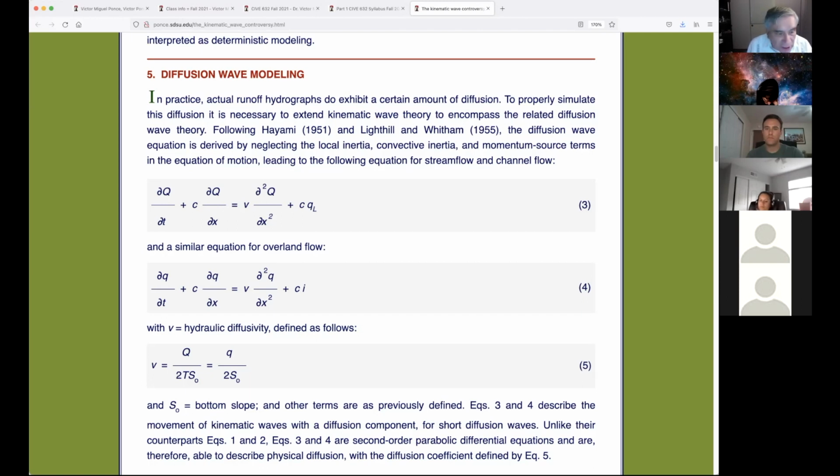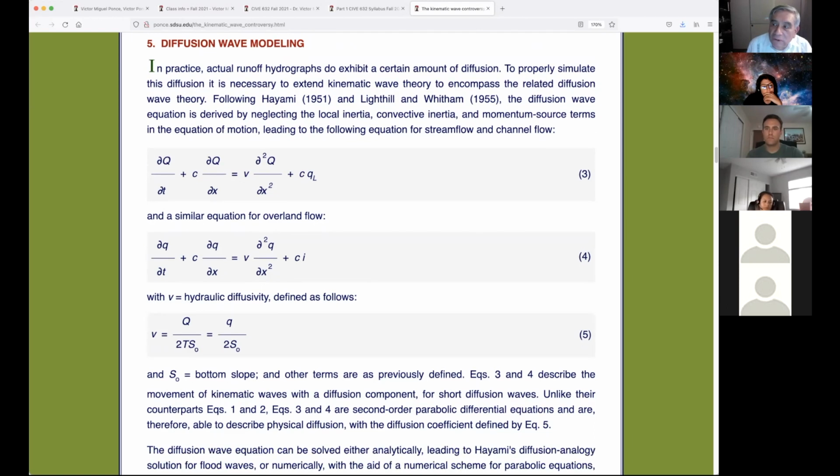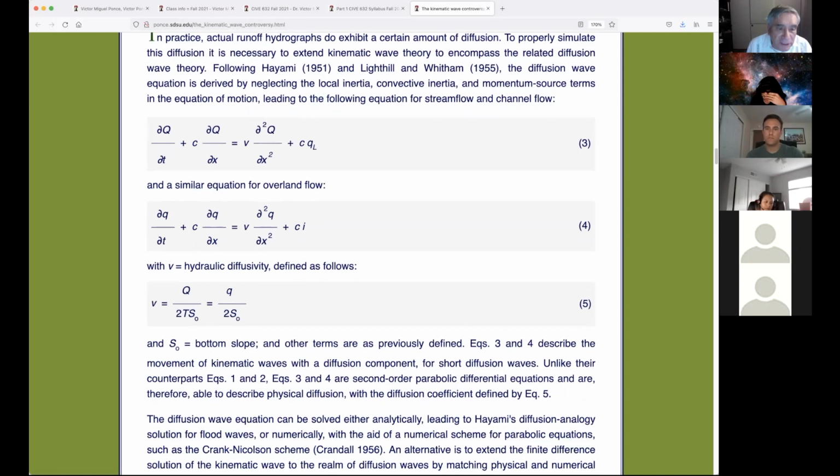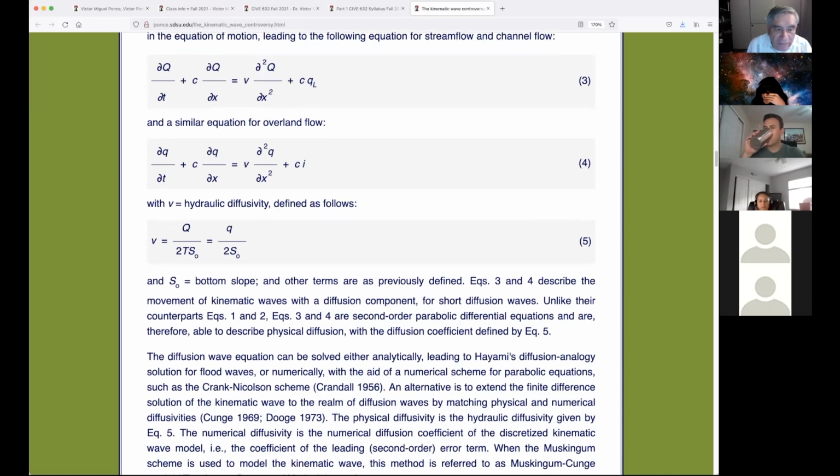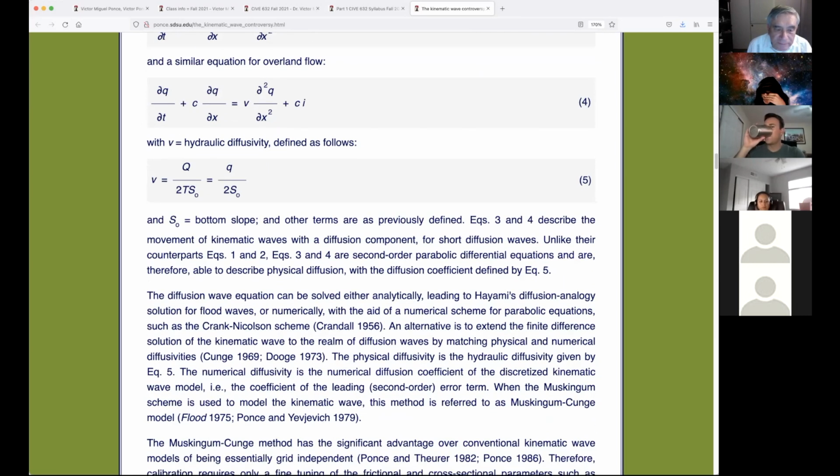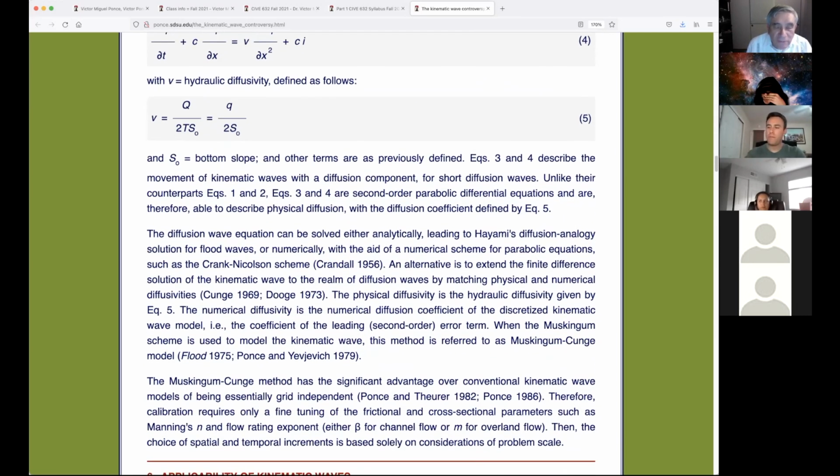So I'm going to say at this point that he was at the time not aware that the diffusion wave had already been treated by Hayami 18 years earlier. But these equations are of Conch and are of Hayami. And equation 5 is the diffusivity of Hayami. The diffusion wave equation can be solved analytically.